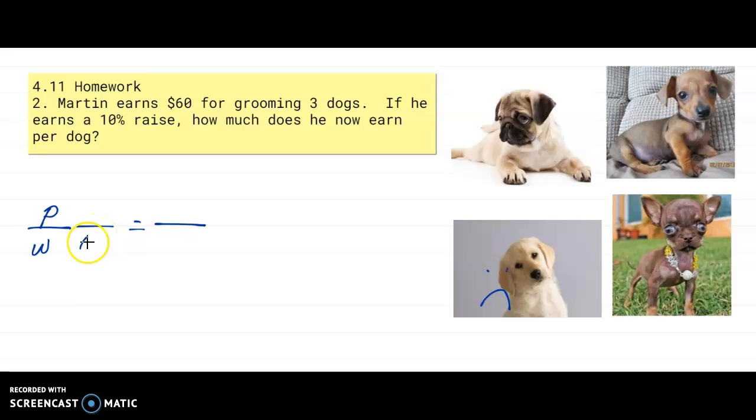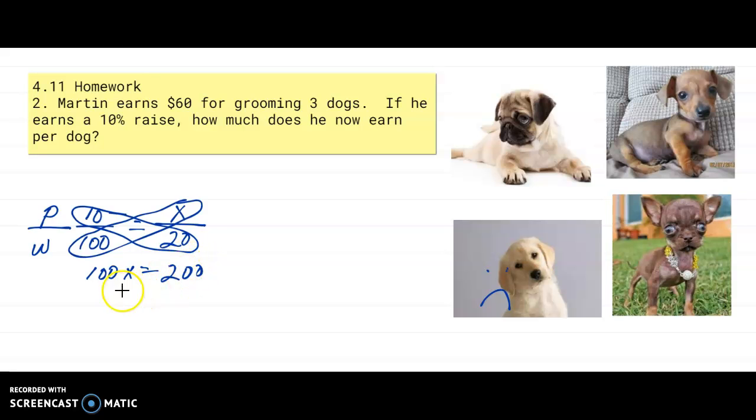So this ratio is my percent proportion. We want to know what 10% of $20 is, because remember it's the $20 per dog. So if 100% is equal to $20, what is 10% equal to? So I will cross multiply and solve for x. So 100x is equal to 10 times 20, which is 200. Then I'm going to divide both sides by 100 to isolate my x. And 200 divided by 100 is 2.